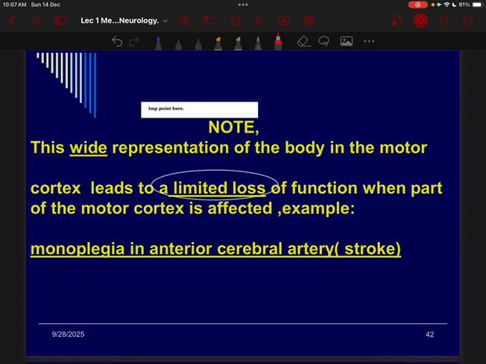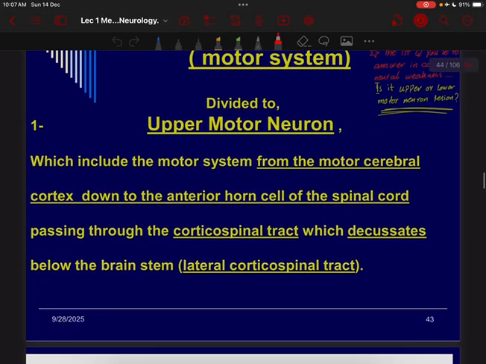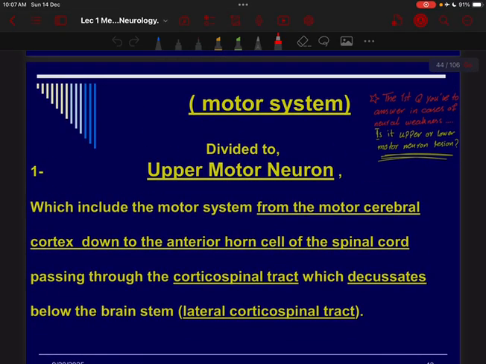So, we go back again. We have the upper motor neuron. The upper motor neuron includes motor system from the motor cerebral cortex down to the anterior horn cells through the corticospinal tract, which crosses to the opposite side. I keep repeating this so that the topic becomes clear to you.